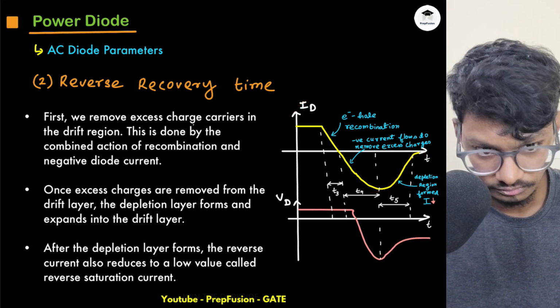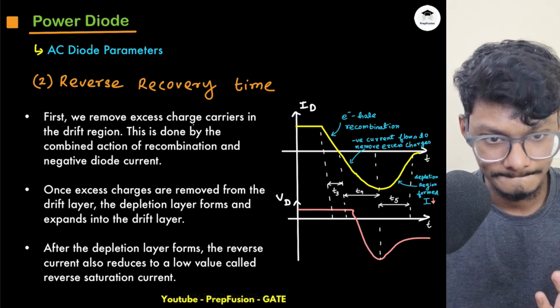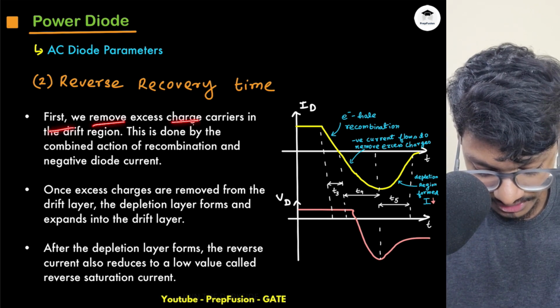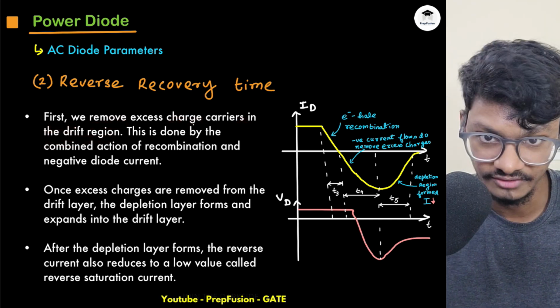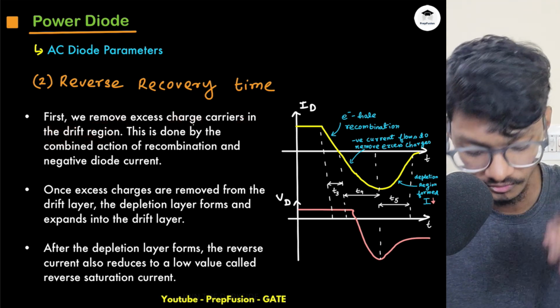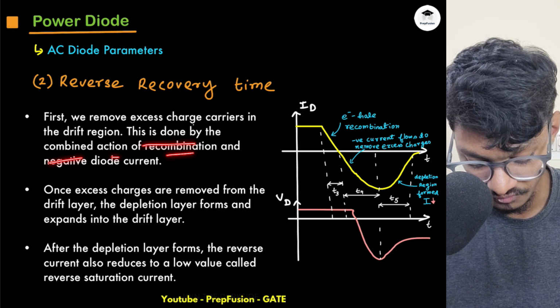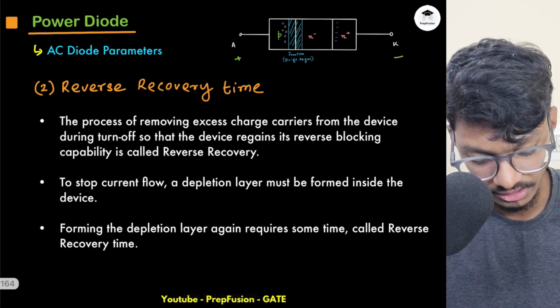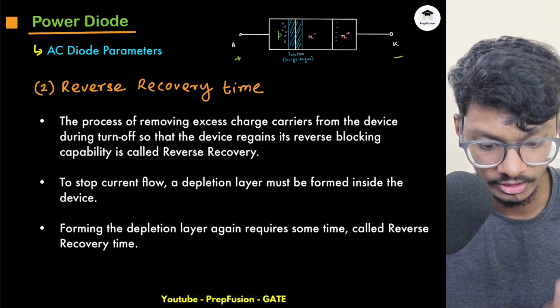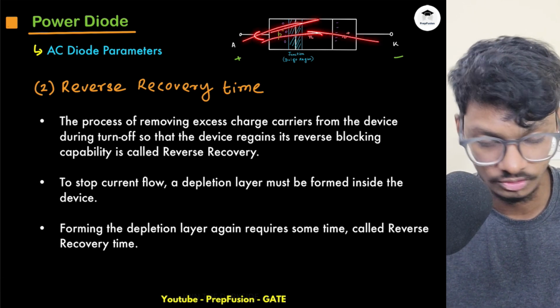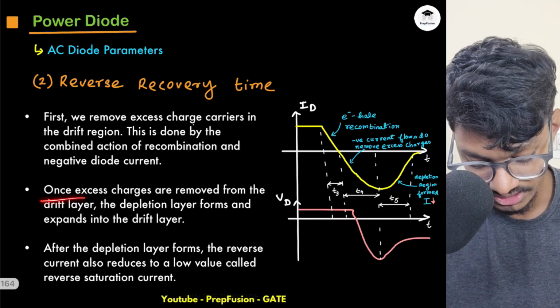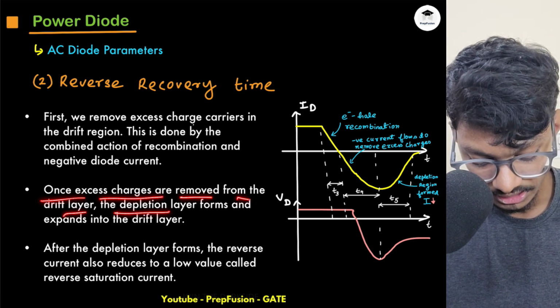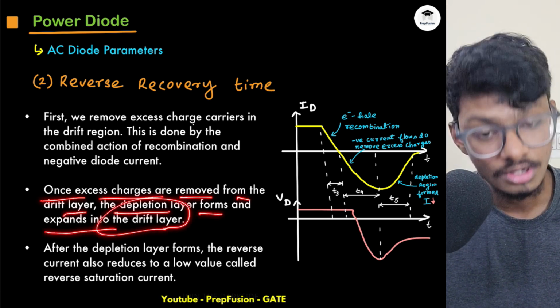So basically here, we remove the excess charge carriers in the drift region. In the drift region, I told you there are excess charge carriers, and those we have to remove. This is done by the combined action of recombination and negative diode current. So electron-hole recombinations are happening. At the same time, I apply negative diode current so that the excess charges also go away from this region. Once excess charges are removed from the drift layer, the depletion layer forms and expands into the drift layer.